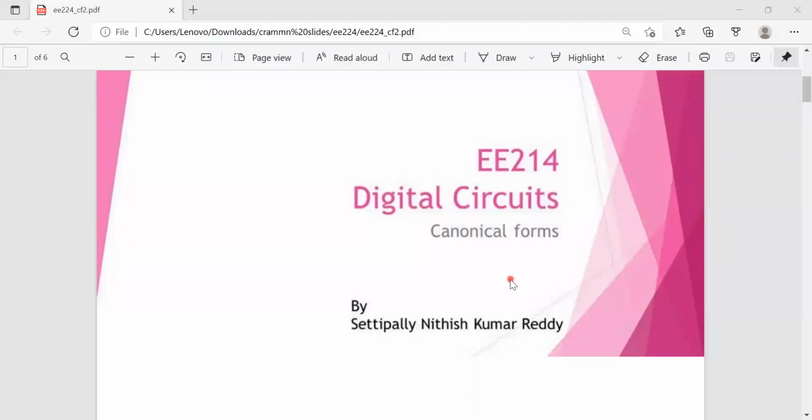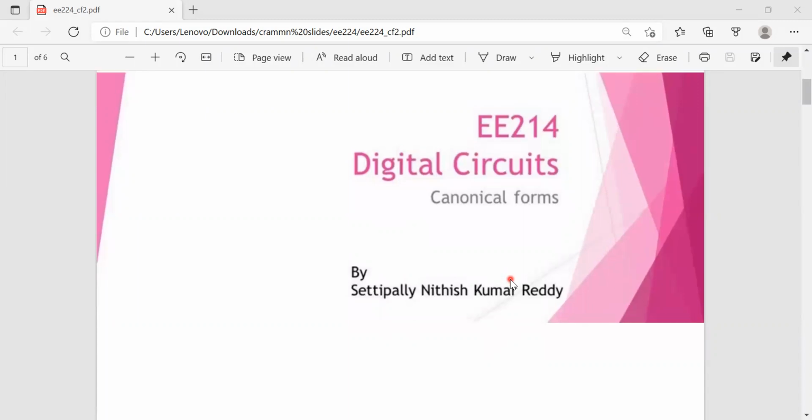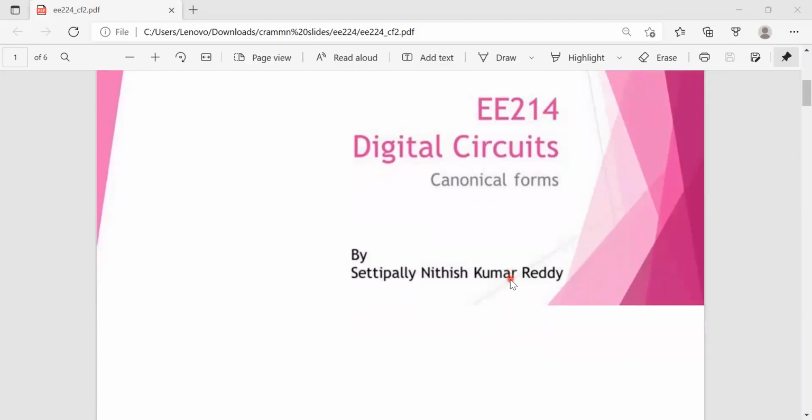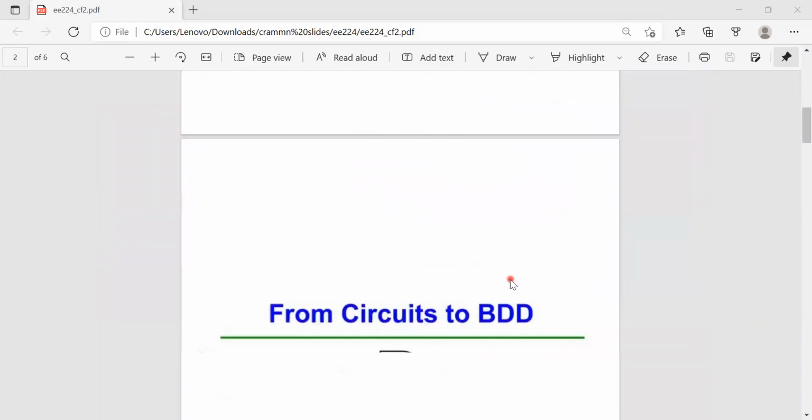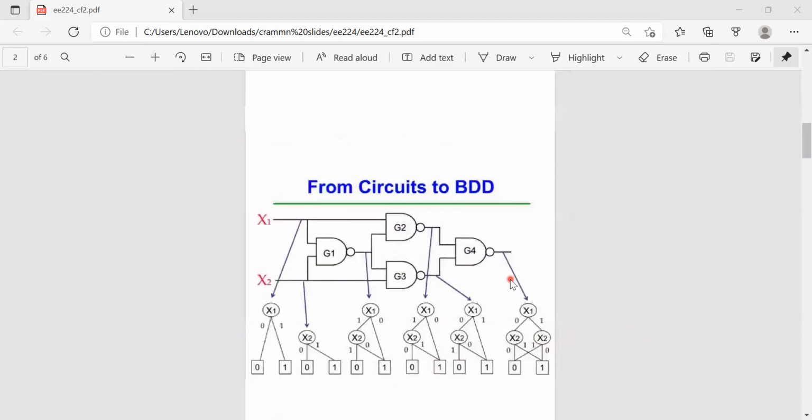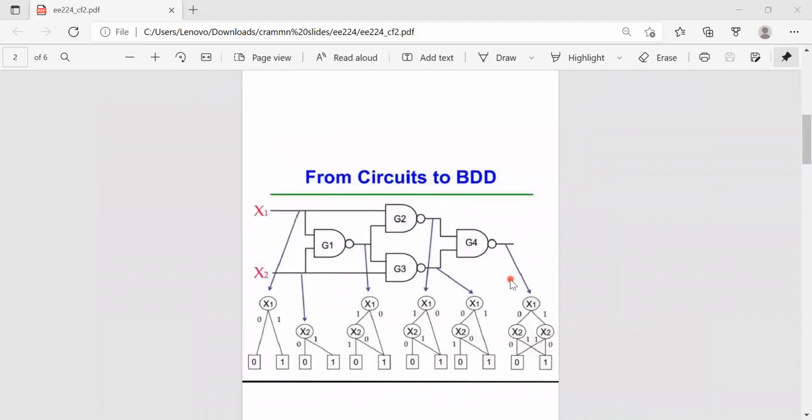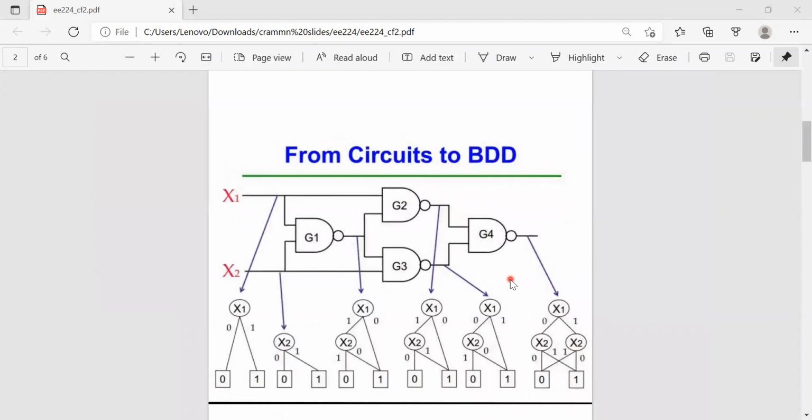Hi, in this video we are going to discuss canonical forms. We will continue with canonical forms. We were discussing the reduction rules for the BDDs. We can form any circuit in terms of BDDs.